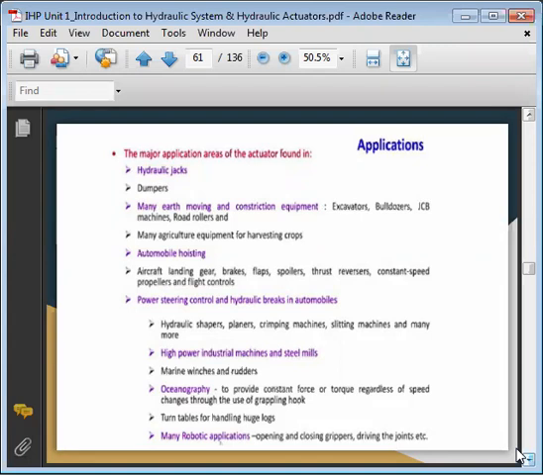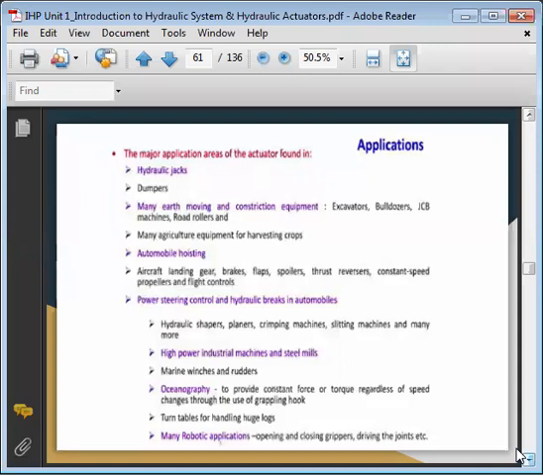Hydraulic jacks, there also we need hydraulic actuators. Then dumpers, and many earth moving and construction equipment. In that also actuators are used. Earth moving equipment is what? Your excavator, bulldozer, JCB machines, road loader, and then many agriculture equipments which are used for harvesting crops. There also the actuators are used.